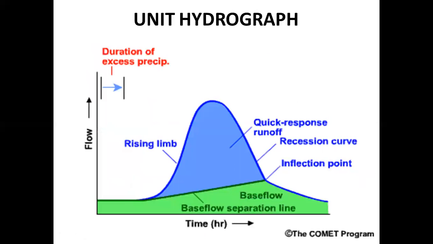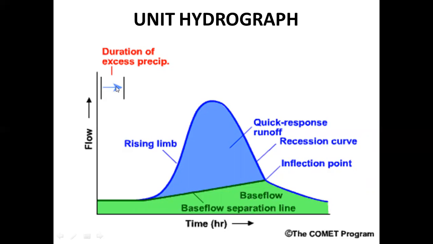Next thing is also the same, that is a unit hydrograph. We'll be studying about this again in detail. Now you can see here again it is the same. This is called the rising limb. This is the recession curve, that is nothing but the depletion curve. Then this is the duration.